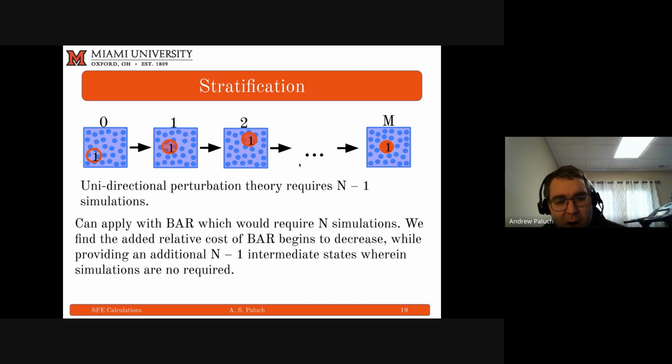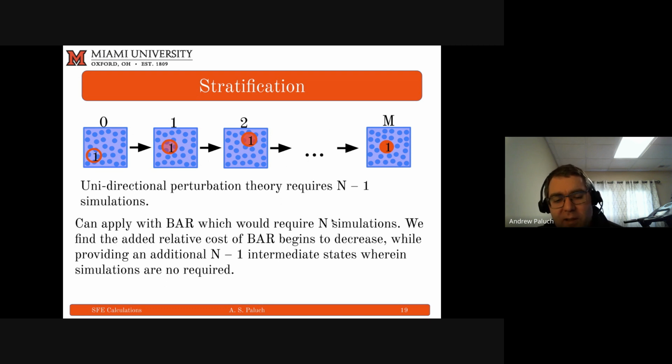Now, if I were to use BAR, what would happen is BAR would just give me further stratification. Essentially, if I perform a simulation in 0 and 1, I could solve for some optimal intermediate state between 0 and 1 without actually modeling it. So I do the same thing for 1 and 2 and 2 and m. The key is that perturbation theory requires n minus 1 simulations, while with stratification, BAR requires n.